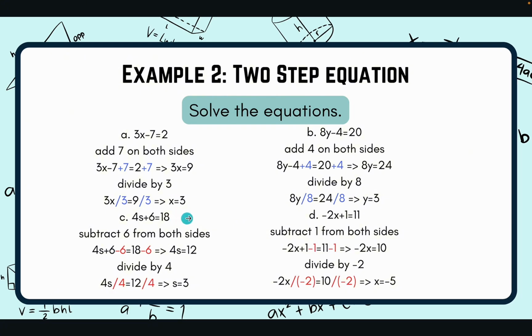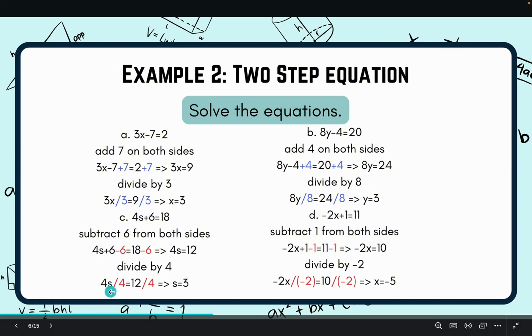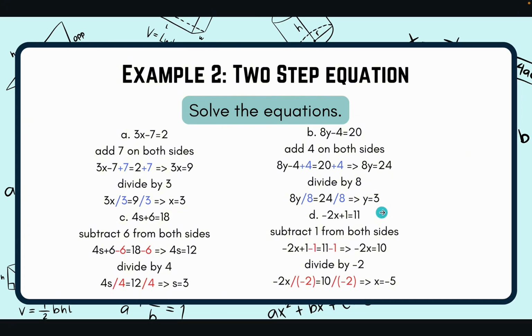C, 4s plus 6 equals 18. Here again, plus 6, and what you should do is minus 6 on both sides. So 4s plus 6 minus 6 equals 18 minus 6. And that is 4s equals 12. And here again, there's a multiplication. And what you have to use is division. So 4s over 4 equals 12 over 4. That is s equals 3. And D here is negative 2x plus 1 equals 11.